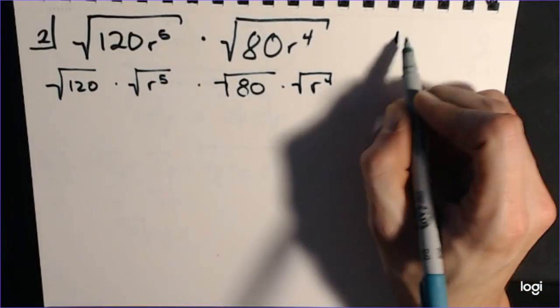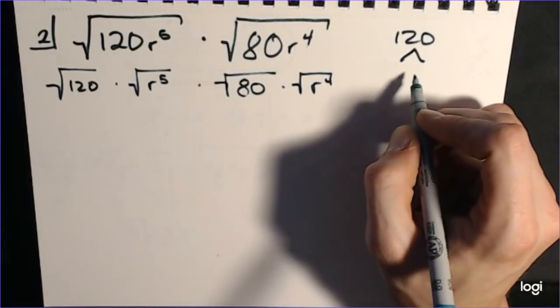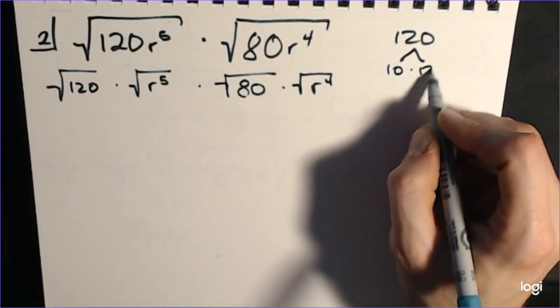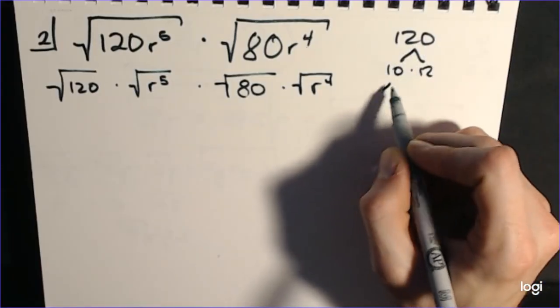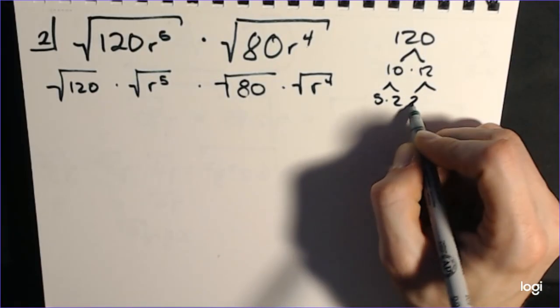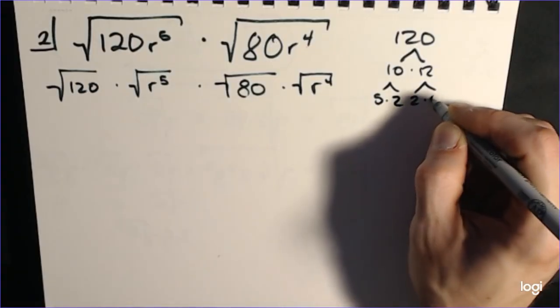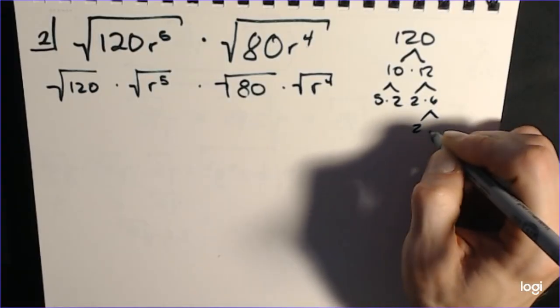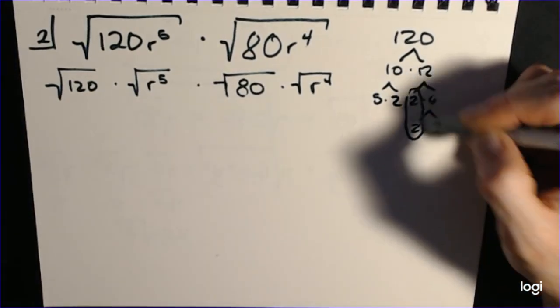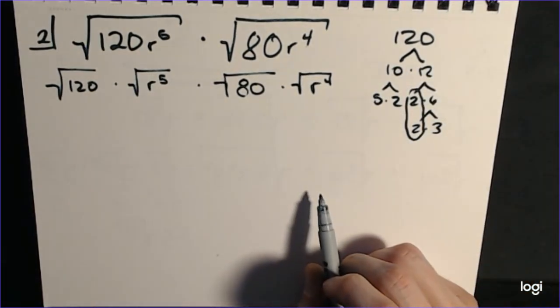So come over here, I'm going to write 120 and we're going to break it down to its factors. I tell everyone if we see the 0, let's use 10, and then 10 times 12. So 10 is going to break up into 5 times 2. 12 we can break up into 2 times 6, which is going to break up into 2 times 3. So we have a pair of 2's here, and that's it.